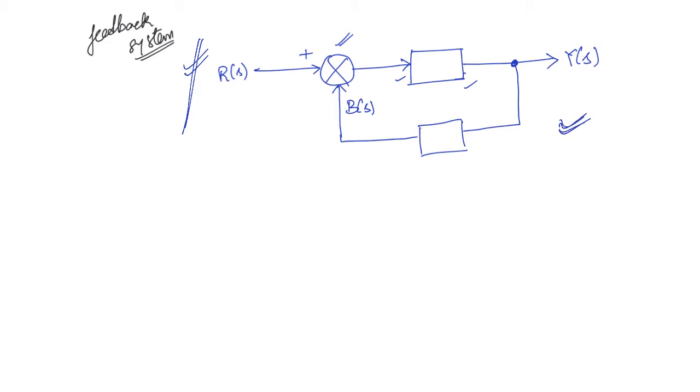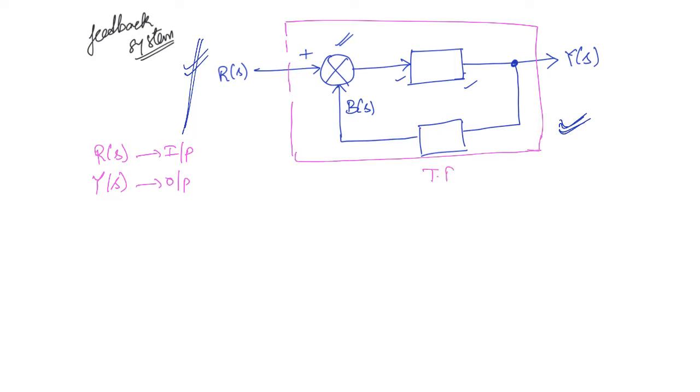So we will analyze this block diagram. Here R of S is the input and Y of S is the output, right? So this entire thing will form the transfer function, because output by input will give you the transfer function. Now this path here is the forward path, and the transfer function that is present here, we will represent by G of S. This is called the forward path transfer function.